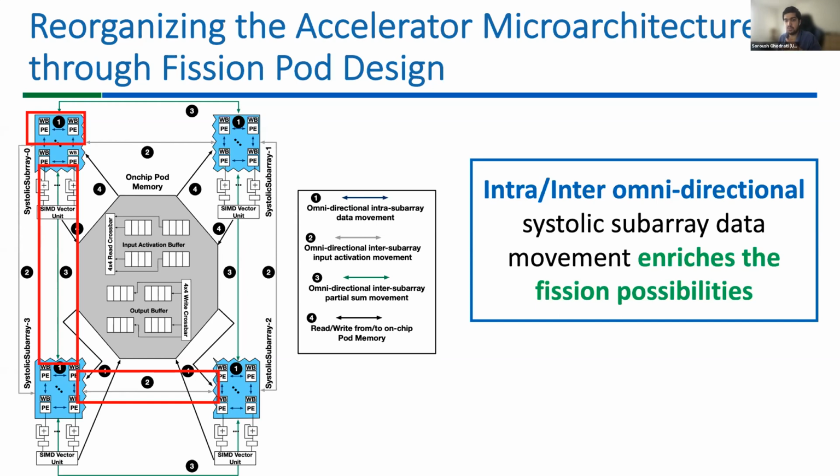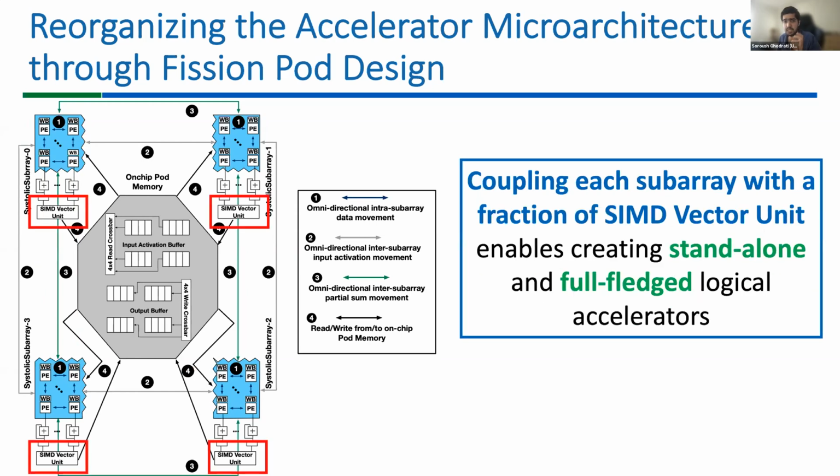These buses can also be turned off if there is no communication between the adjacent P subarrays based on the target fission configuration, for example, for a case where the DNN layer enjoys more coarse-grained parallelism. This intra and inter omnidirectional flow of the data paves the way to enrich these fission possibilities. Each PE subarray is also coupled with a small segment of a SIMD vector unit to enable creating standalone and full-fledged logical accelerators, because it's not just a matter of convolution or GEMM layers. We need to think about other layers such as activation, pooling, and so on.